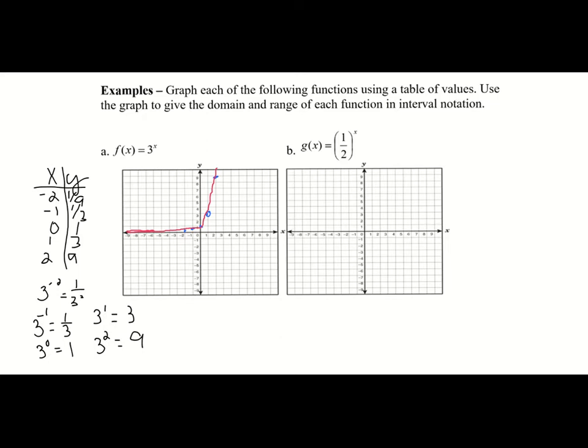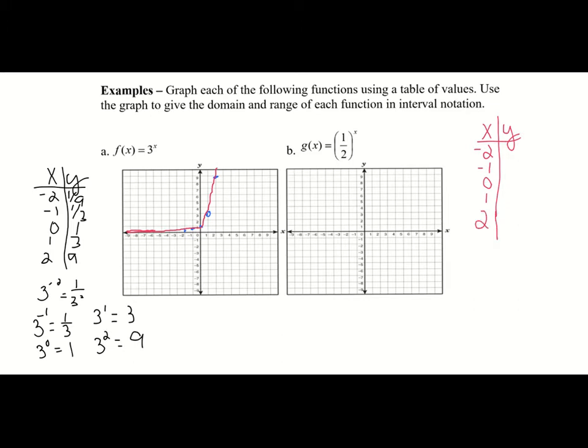So it's growing exponentially. Let's take a look at g of x, which is equal to 1/2 to the x. And I'm going to again use the same t-chart as before. I'm going to do -2, -1, 0, 1, and 2.